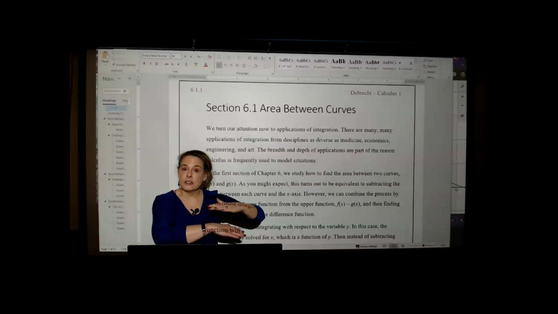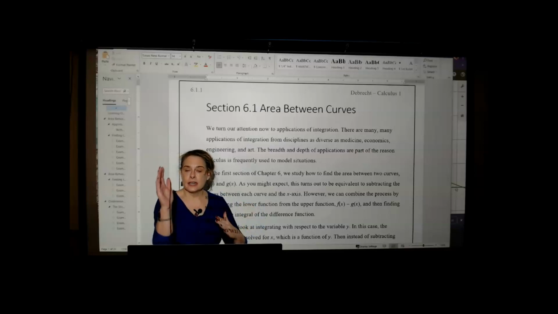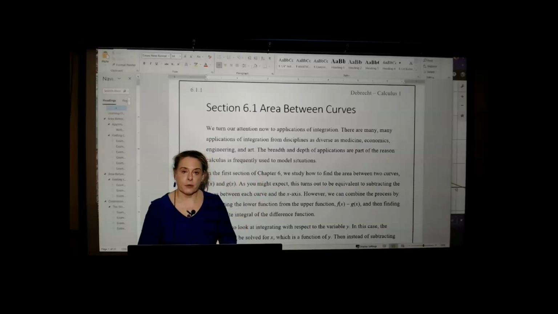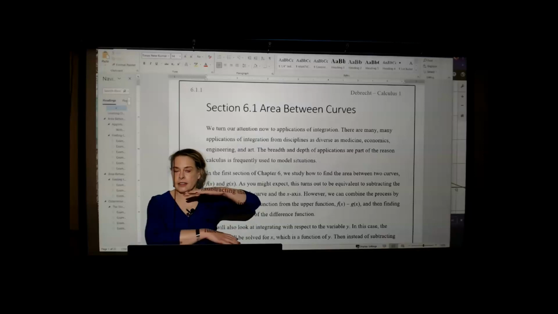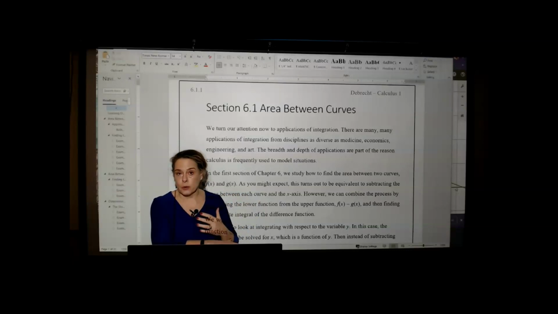We'll also look at functions that are a function of y, where instead it's a graph to the right and the graph to the left, and we're looking for the area between them. Most can be done either way, but it is often the case that one is easier than the other. You might realize that the easiest way to find the area between the two curves is to find the net area under the lower function and the net area under the upper function, and to subtract the area for the lower function from the area for the upper function. And in fact, that's what we do.